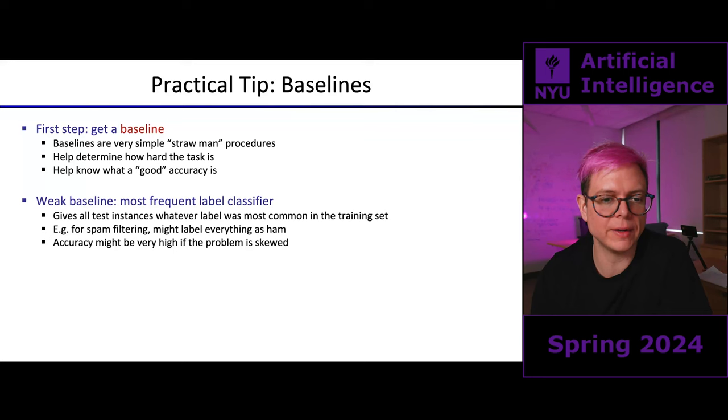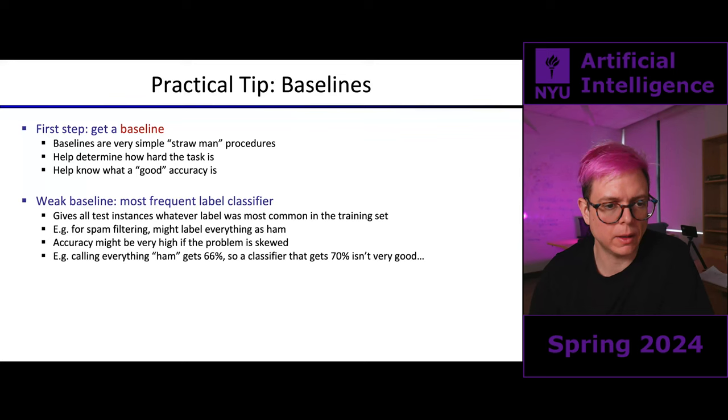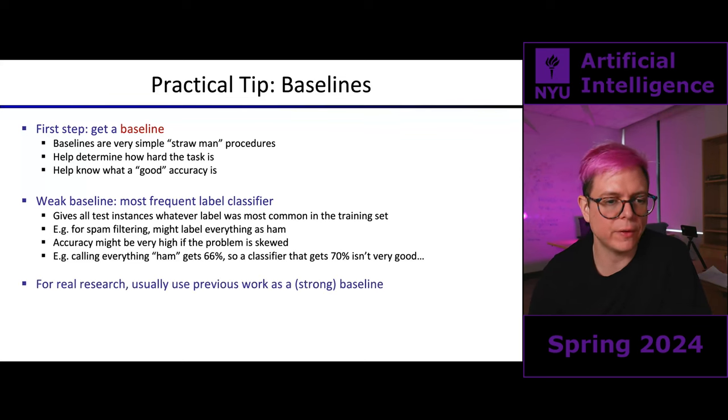Accuracy might be very high if the problem is cute. We learn about this Wednesday. For example, calling everything ham gets 66%, as I told you. So a classifier that gets 70% is not quite good, right? For real research, usually we use previous work as a strong baseline, right? Usually you want to beat state of the art.